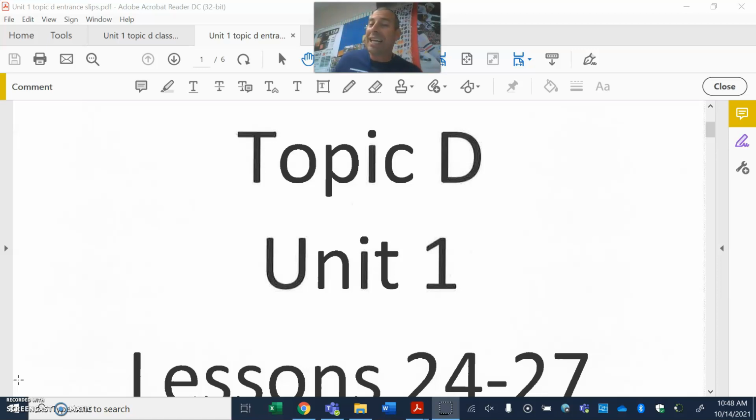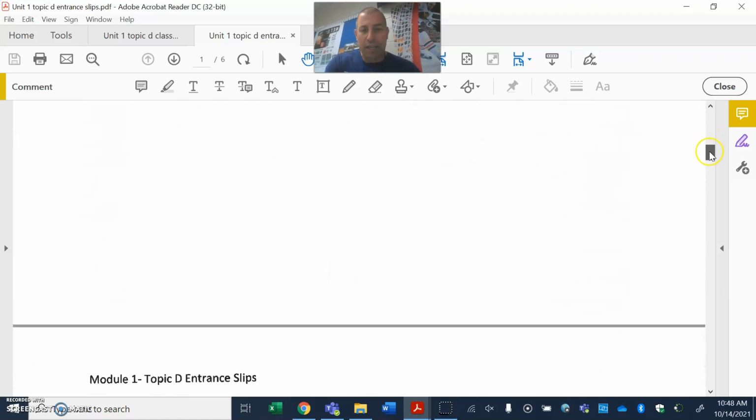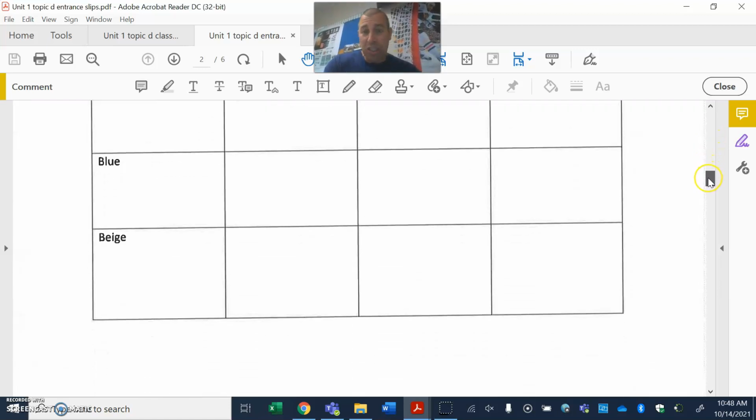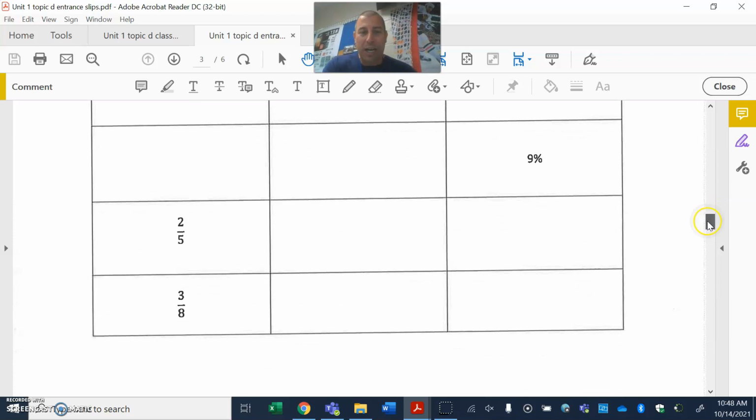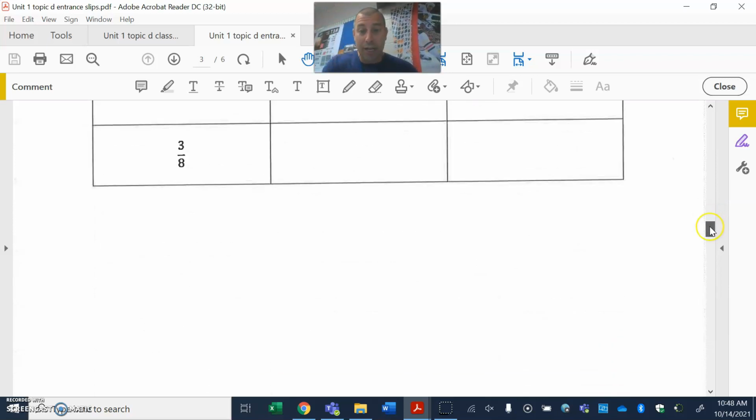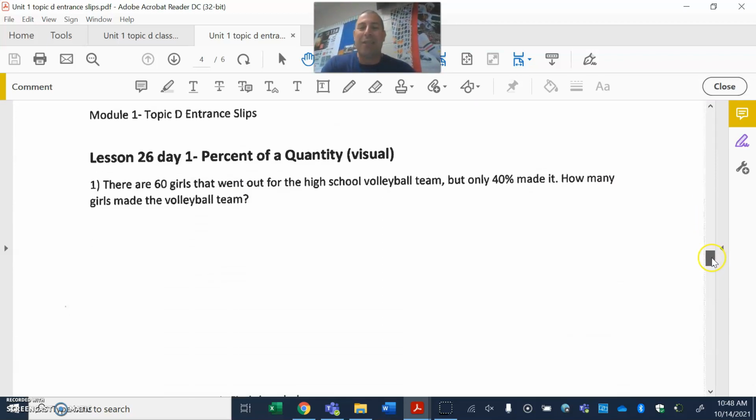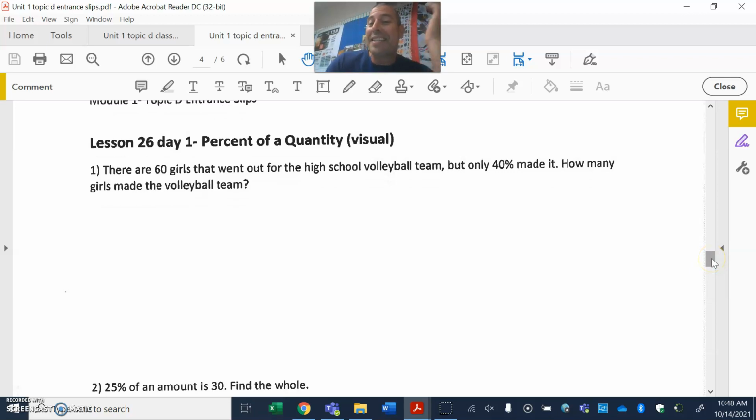So we are in our entrance slip packet. Go ahead, get that green packet out in front of you. All right, entrance slip, unit 1. You should see some things in there that we've already done. Mine's blank, I know. Let's get to lesson number 26, day 1, percent of a quantity with a visual that's there. Let's walk through this.